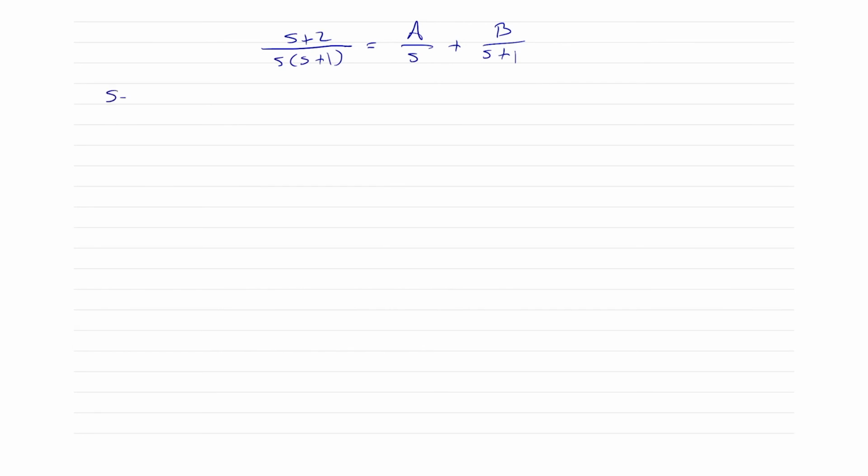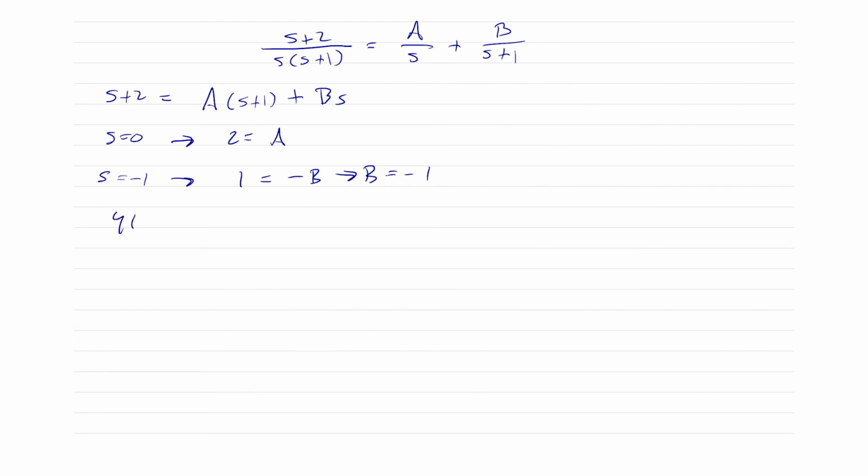So on the next page we have s plus 2 is equal to A(s plus 1) plus B s. Right? So s equals 0 gives me 2 is equal to A plus 0, so A is 2. Then we have s is equal to minus 1. That's going to give us 1 is equal to minus B, and so B is equal to minus 1. Okay, not too bad.